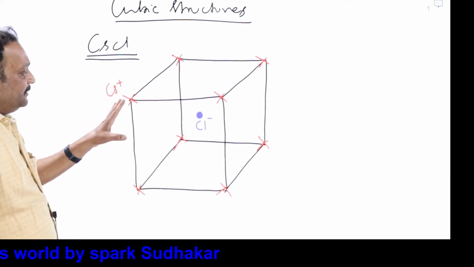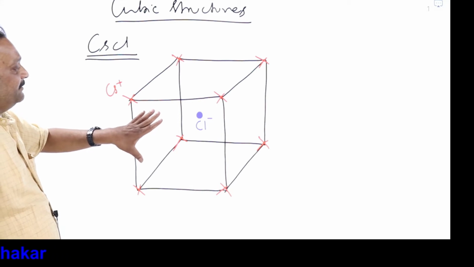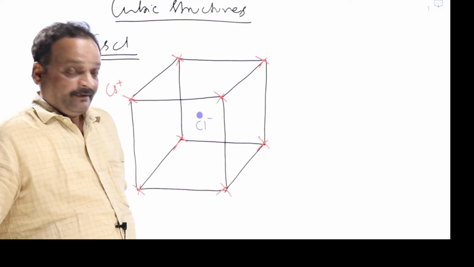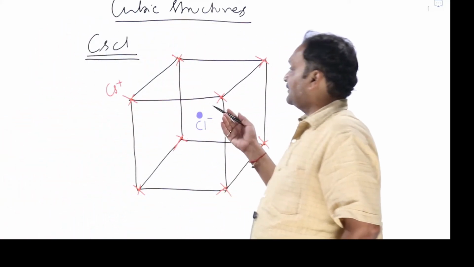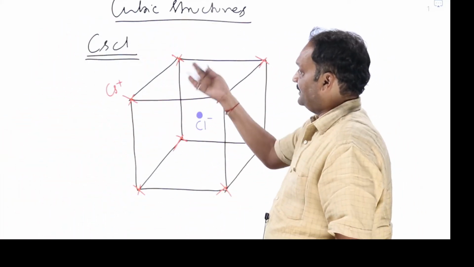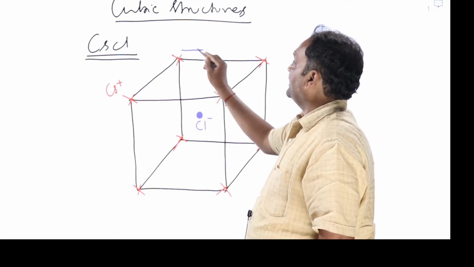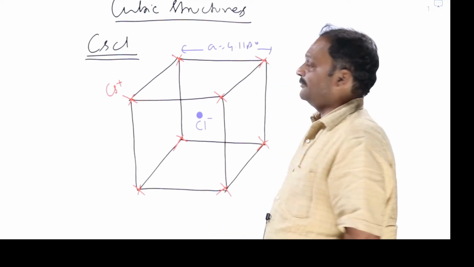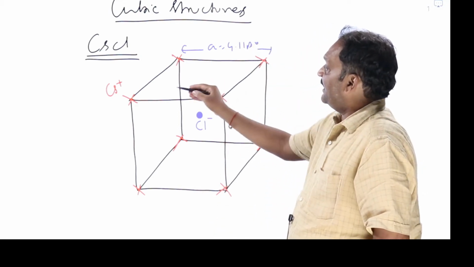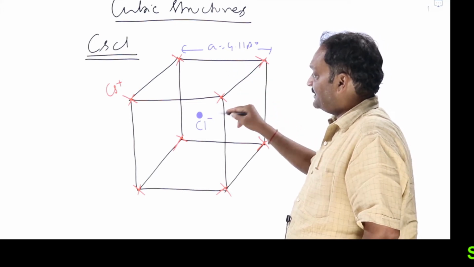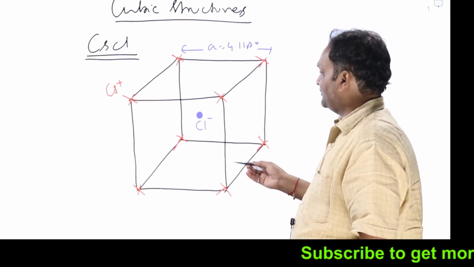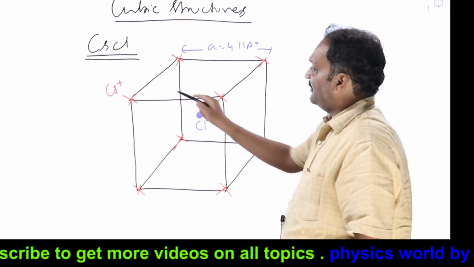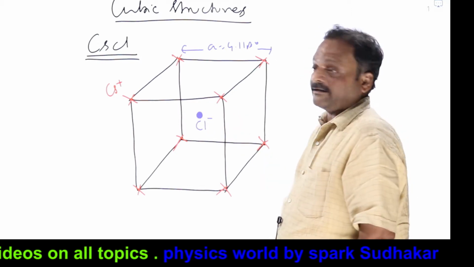Apparently, if you ask anybody, they will say that it is a body centered cubic structure because we find one body centered lattice point. But now I'll try to analyze it. To characterize CsCl, its lattice constant a equals 4.11 angstroms, which means the side of the cube is 4.11 angstroms. There are 8 Cs plus ions on the 8 corners and 1 Cl minus ion at the body center, because I have cut the unit cell from these points.